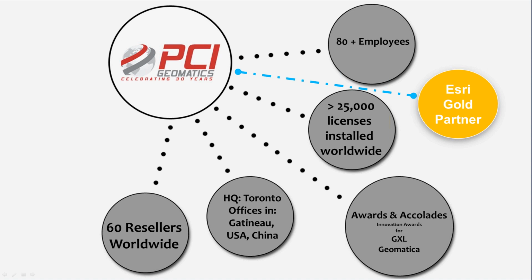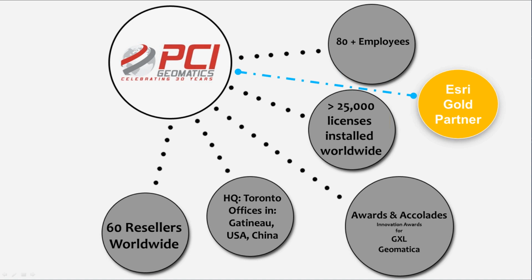PCI also has offices in USA, China, with 60 resellers worldwide. PCI is also a gold partner with Esri, and we specialize in creating automated and scalable solutions for any size project. Currently, there are more than 25,000 licenses of our PCI product suites worldwide.